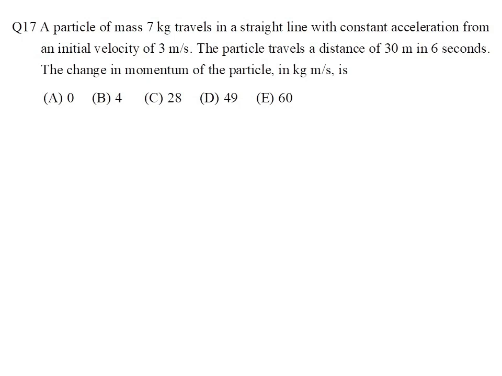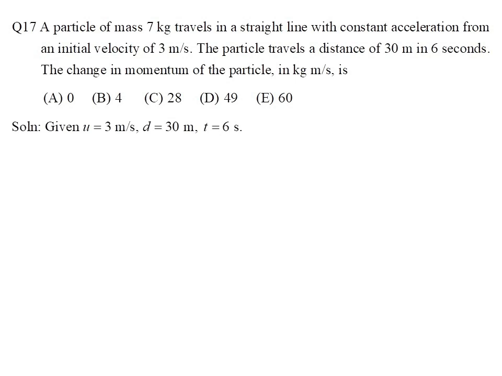In question 17, a particle of mass 7 kilograms travels in a straight line with constant acceleration from an initial velocity of 3 meters per second. The particle travels a distance of 30 meters in 6 seconds. The question is to find the change in momentum of the particle in kilogram meters per second.